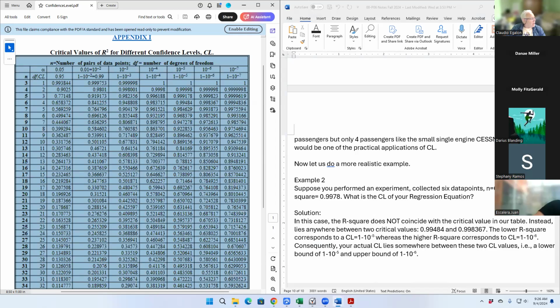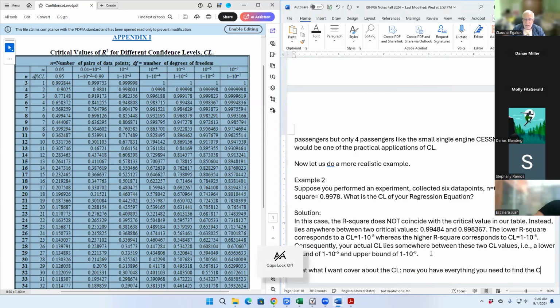It's 9:26 right now. So that's what I want to cover about the CL. Now you have everything you need to find the CL of your data points.